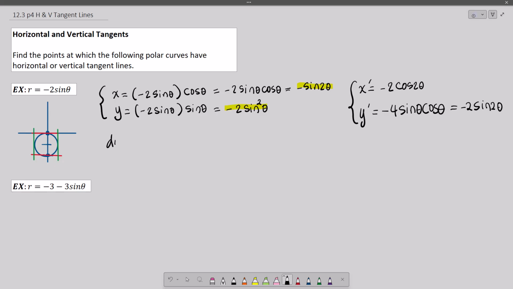So dy dx is going to be the y prime over x prime. The negative 2's cancel. So we're going to get sine 2 theta over cosine 2 theta, which we could write as tangent of 2 theta. That makes things messy, though, because in order to find vertical tangents, we're trying to figure out where the denominator is undefined. And to find horizontal tangents, we're looking for where the numerator is 0. So let's just leave it like this.